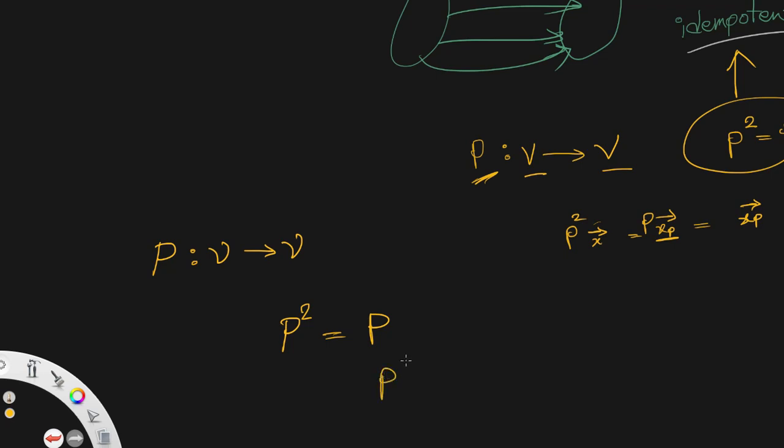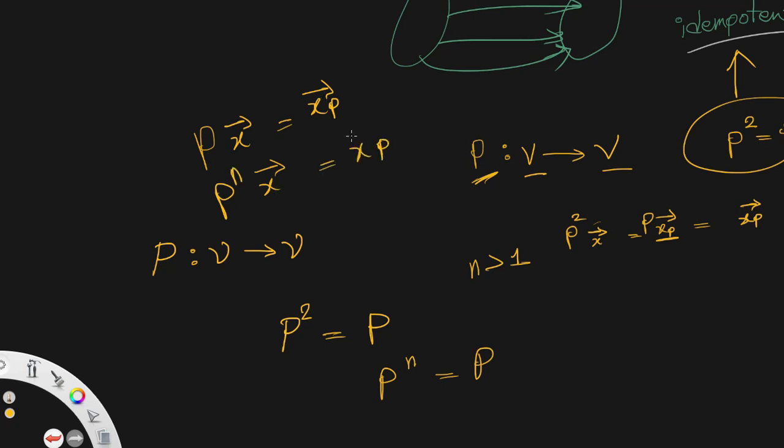So P to the power n, where n is greater than 1 and n is an integer, we get P^n is equal to P. Which means if we have a vector and you apply this projection on this vector, you get the projected vector, let's call it xp. According to this condition, if you apply P to the power n to this vector, you still get the same result.